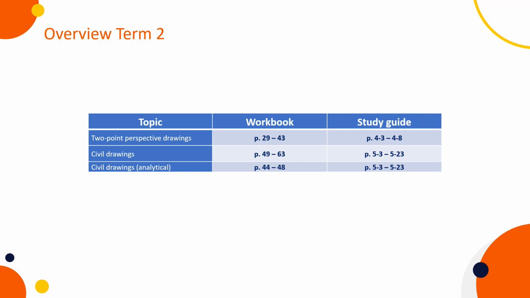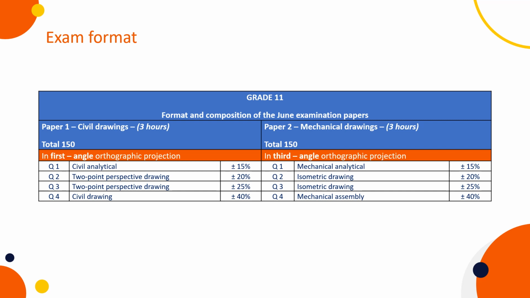So be sure that you have practiced all of them and you have a good grasp of how each drawing works and what is expected of you. So looking at your exam papers, there are 2 exams. Each one is 3 hours for a total of 150 marks. Starting with paper 1, it's civil drawings. Paper 2 is mechanical drawings.